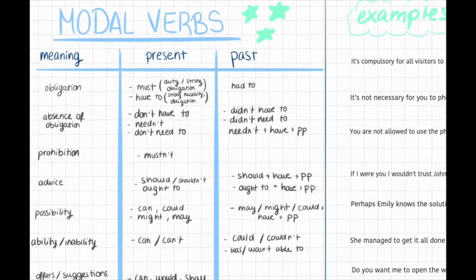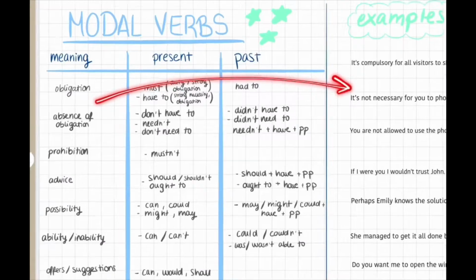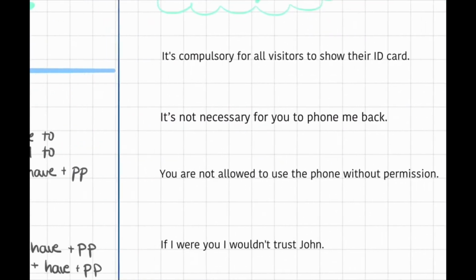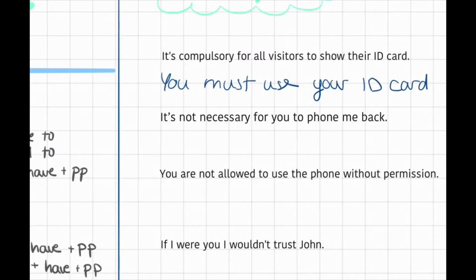So, how do we apply this to a sentence? Imagine you have this sentence: It's compulsory for all visitors to show their ID card. How can we use must here? We would say you must show your ID card. Okay, so we are now expressing that it's compulsory by using the modal verb must.